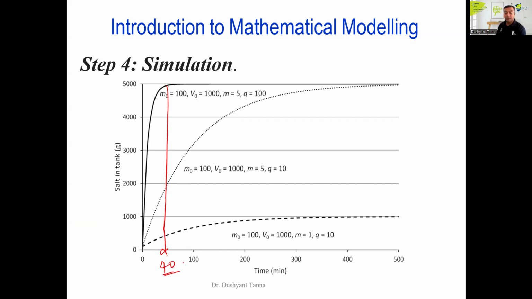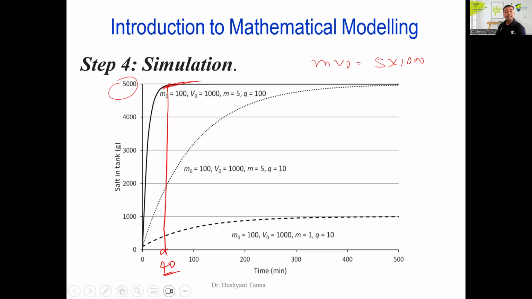With the new parameters, the new salt water has replaced the old one. And your combined S, as you can see, is almost the new salt water. As we know that MV0 is 5 times 1000, that's why you got 5000 here. It's almost at the capacity.